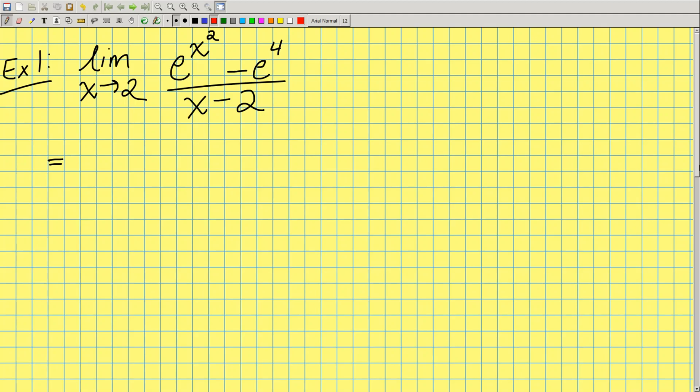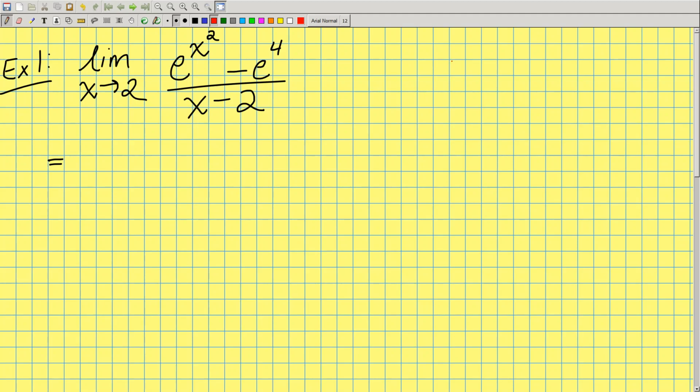Okay, guys, I'm going to do some more L'Hopital's rule practice. Again, to apply L'Hopital's rule, you should have an indeterminate form if you plug in the x value. So if you plug it in here, in this example, we have the limit as x approaches 2 of e to the x squared minus e to the 4 over x minus 2.